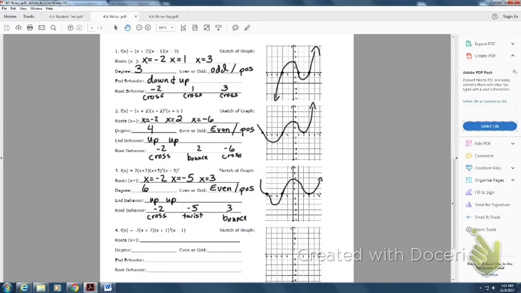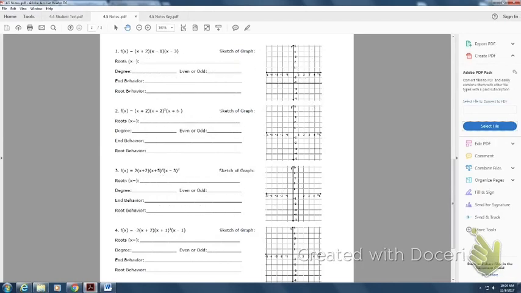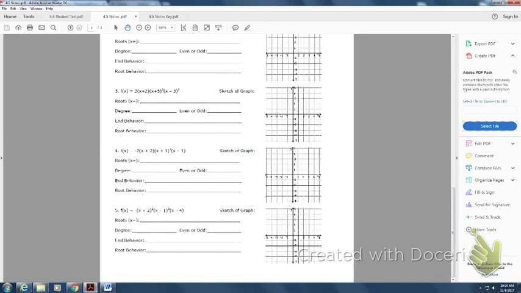Seem pretty simple so far? The last two have something in there that's a little different. I kind of hinted at it already, but the roots on number 4, Journey, what are they?